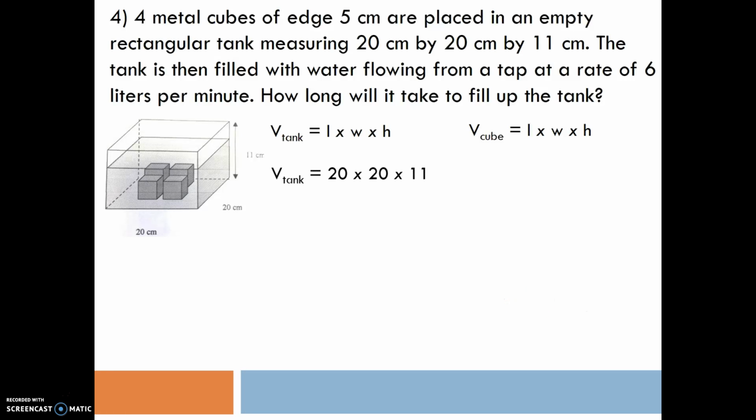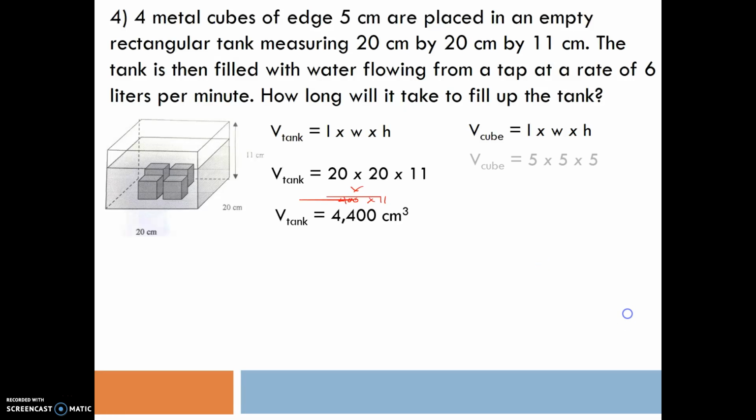So let's find the volume of the whole tank first. Substitute in our values, 20 times 20 times 11. 20 times 20 is going to be 400. 400 times 11 is 4,400 centimeters cubed.